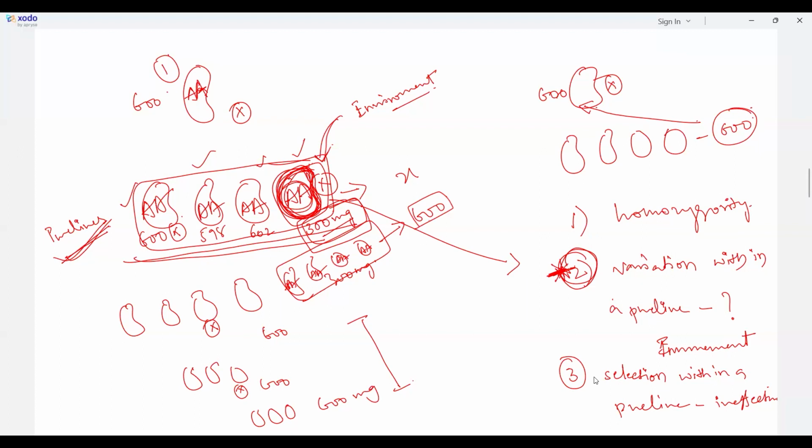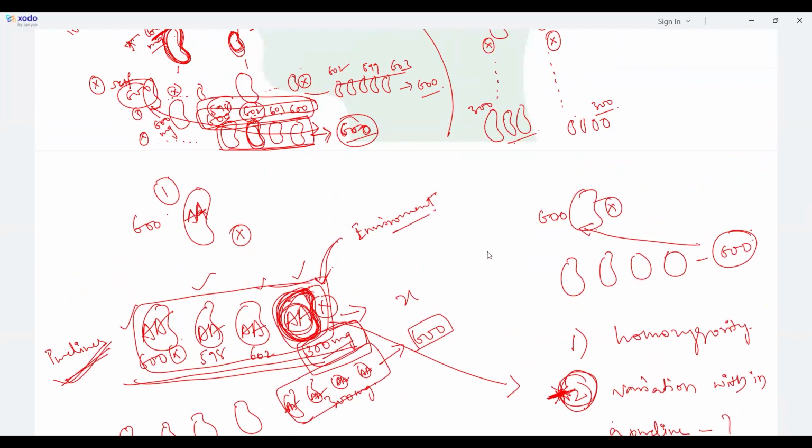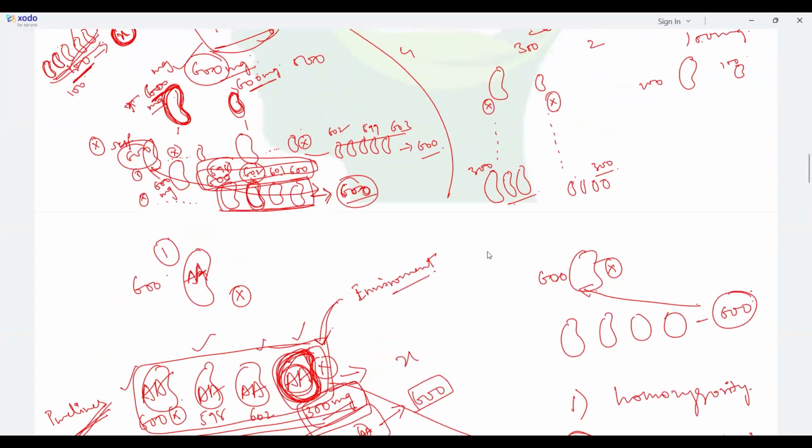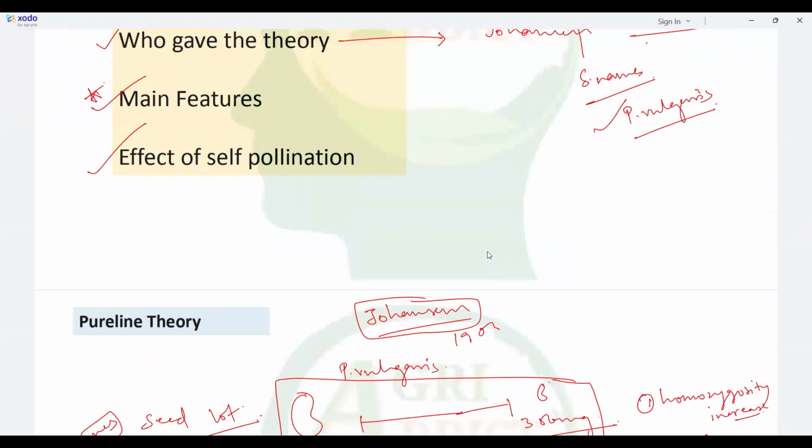Okay. Got these three statements. These are three very important statements. Hope everyone understood these statements. So just remember who gave this theory, in which crop, which country he belongs to, and what the three different features of this theory are. And then the effect of self-pollination is that upon continuous selfing you will ultimately end up with 100% homozygosity, right?